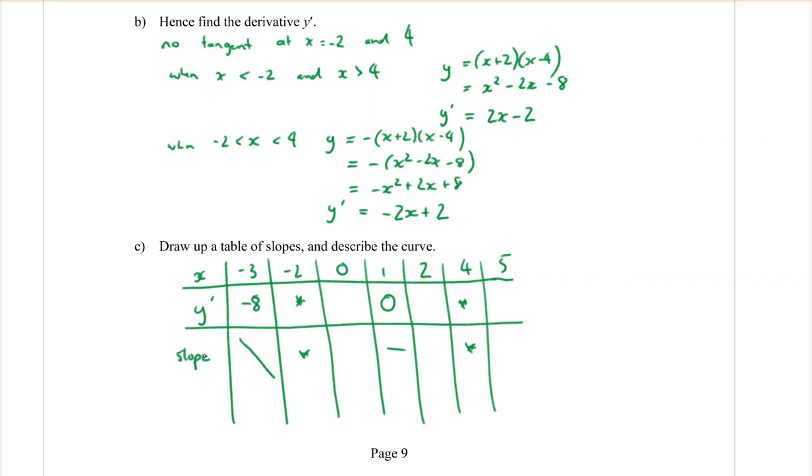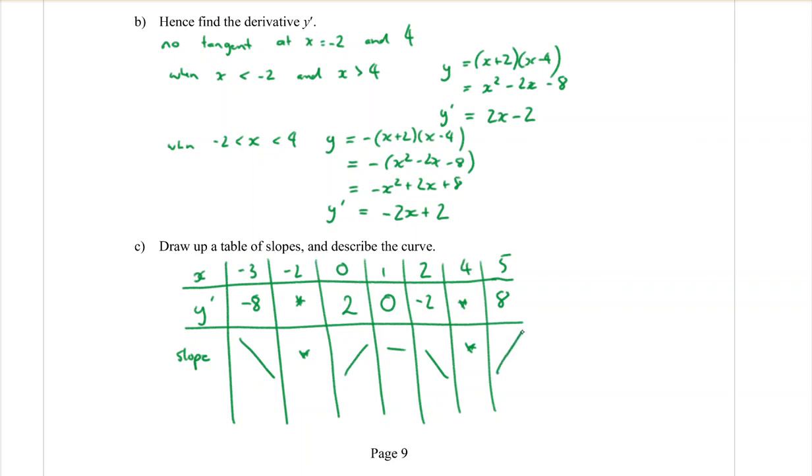If I sub 0 in, 0 is in between these two. So that means I sub into this one, so that's 0 plus 2 is 2, which is a positive slope. And 2 is also still in here. So -2 times 2 is -4 plus 2 is -2, negative slope. And 5 is back in this category, so back up here. 2 times 5 is 10, minus 2 is 8, positive slope.